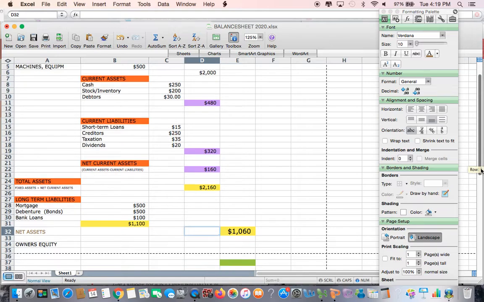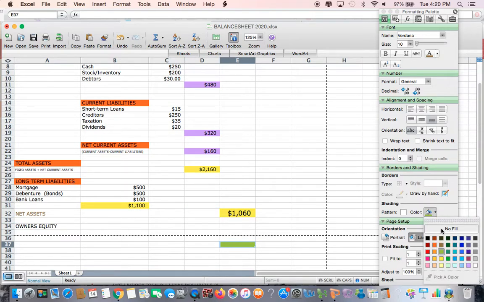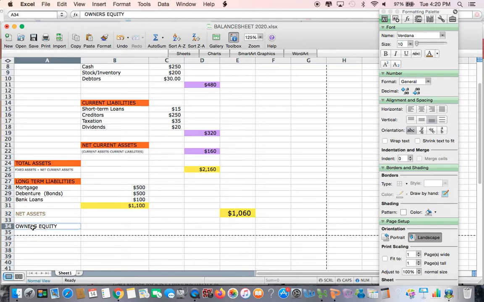Now moving to the last part, there's a thing called owner's equity. So how are we going to pay for these net assets? How are we going to do that? Let me fix this. So you need owner's equity. Sorry, I'm so sorry. It's so hard on the computer. So you need owner's equity.